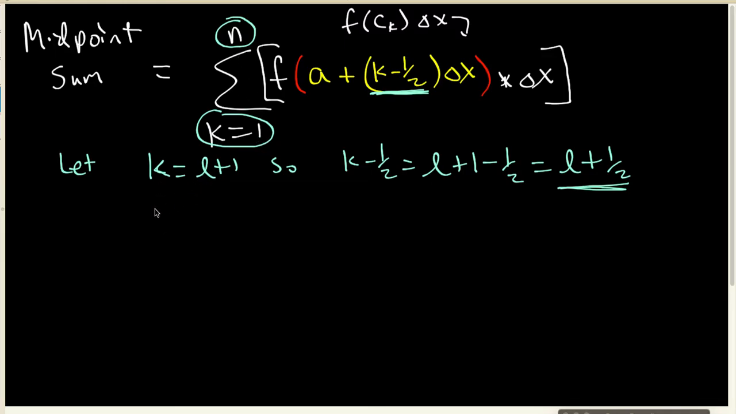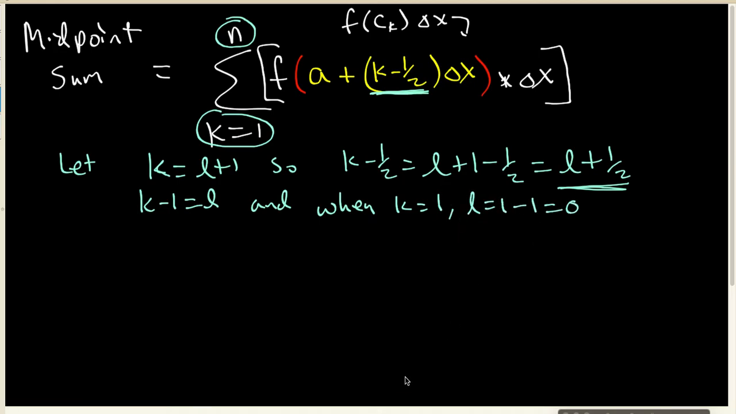Well, if k is equal to L plus 1/2, then k minus 1 is equal to L, and when k is equal to 1, L becomes 1 minus 1, which is 0. So our new summation is going to start at 0. And when k is up here at n, L is going to be at n minus 1. So our summation is going to be a summation as L goes from 0 to n minus 1.